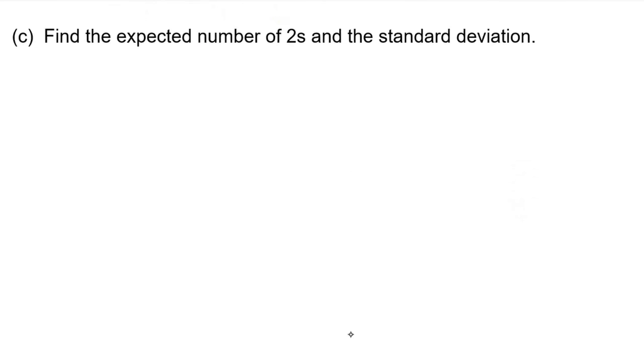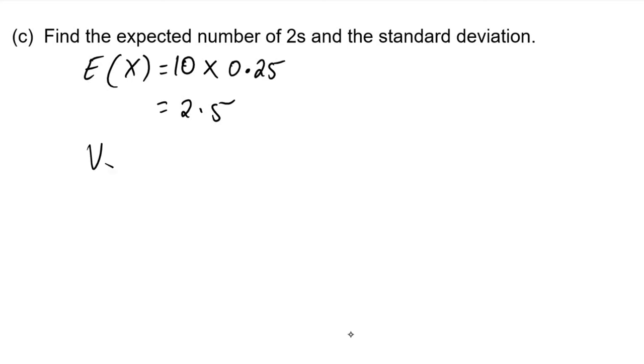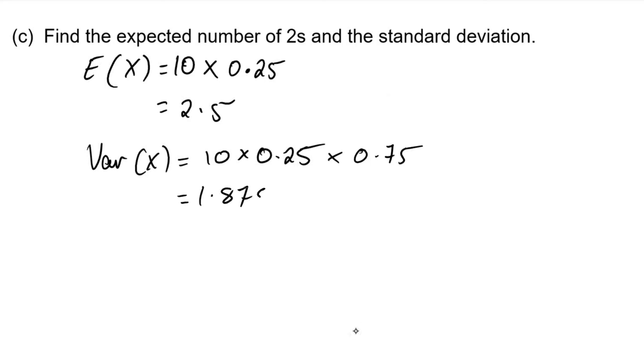The expected number of 2s is simply the number of trials, and if we refer back to the initial scenario where there were 10 trials, it's n times the probability of success, 2.5, and you can have a decimal here. The variance is n times p times q. N is 10, P is 0.25. Q is the probability of failure, so 1 minus P, which is 0.75. 1.875.